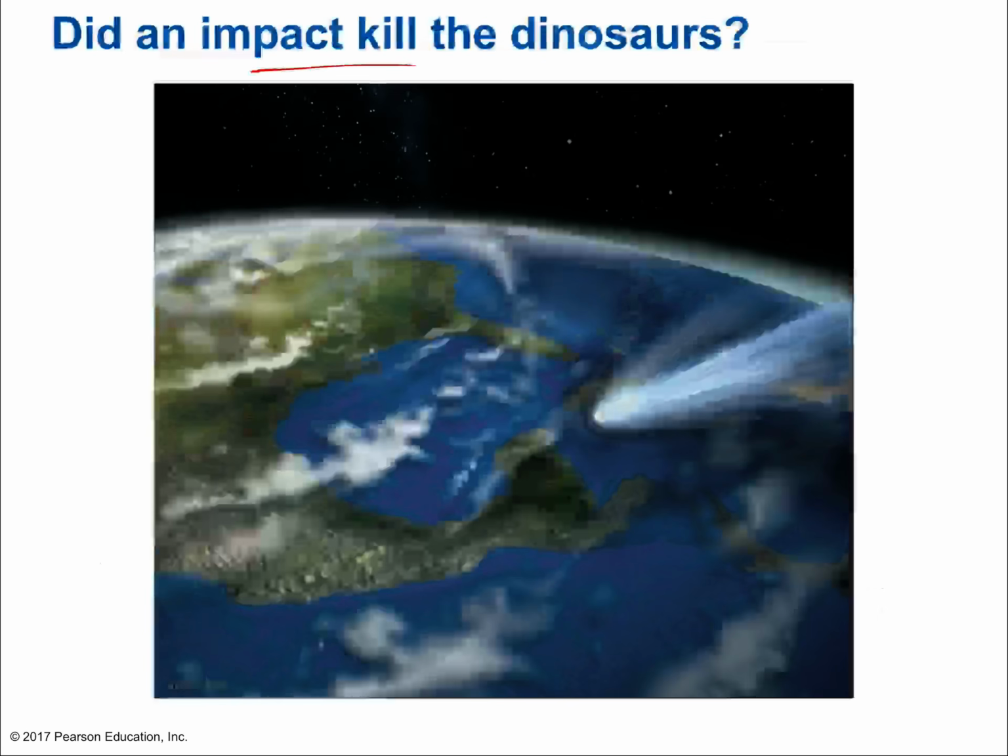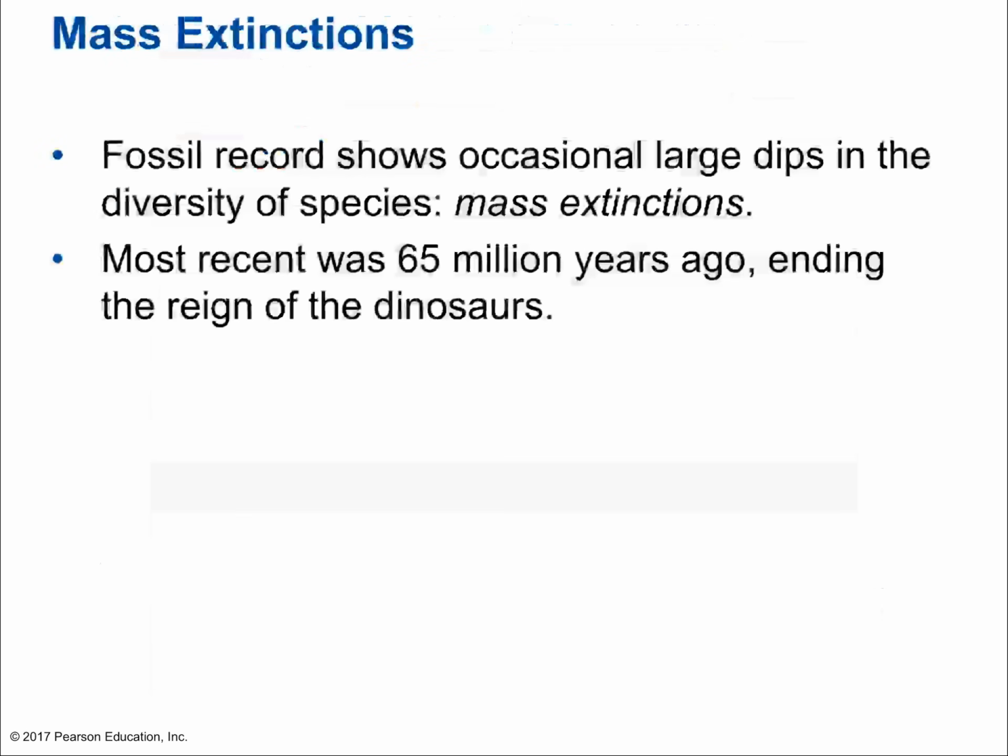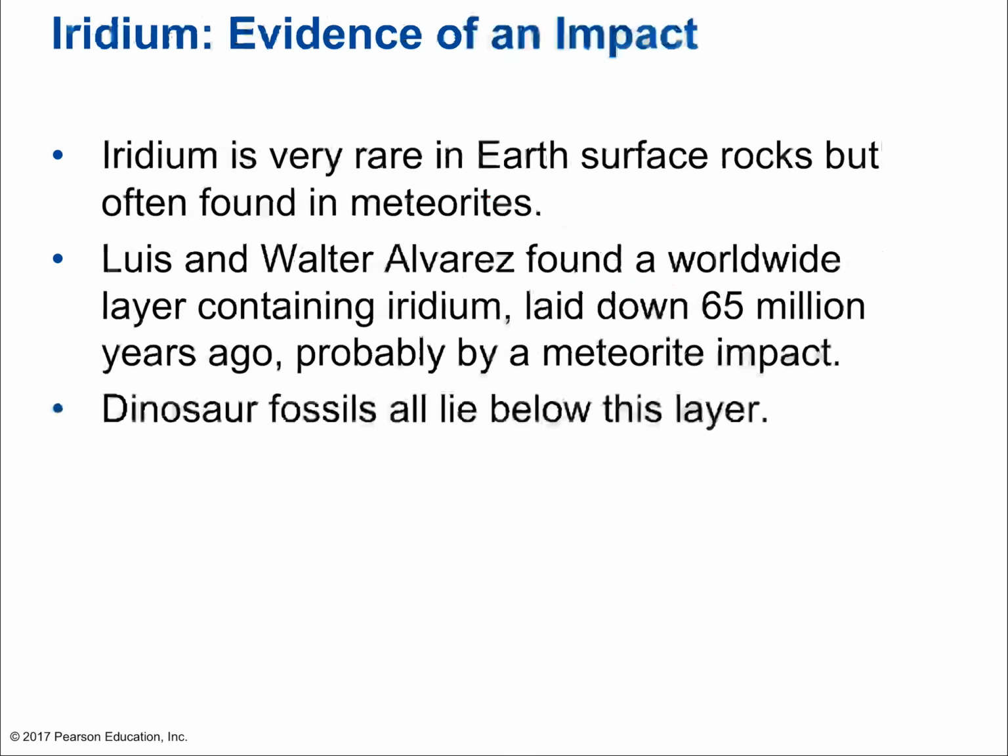Okay, a couple hundred million years ago. All right, well, the fossil record shows occasional large dips in the diversity of species, called mass extinctions. The most recent was 65 million years ago. All right, I said a couple hundred million, but that's more. Dinosaurs were wiped out more recently, 65 million years ago. That ended the reign of the dinosaurs. So iridium, here's the kind of evidence. Iridium is a very rare element here on Earth, okay?